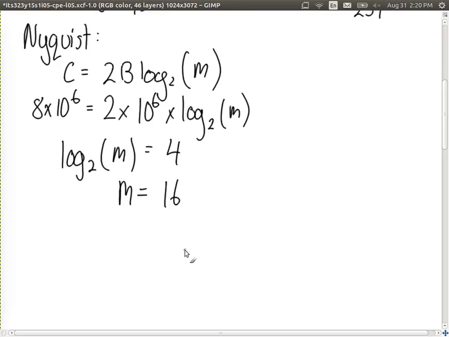So this is just saying that given that particular channel where we knew the signal-to-noise ratio, we knew we could achieve up to 8 megabits per second. To do that, we must use a signal that encodes with at least 16 levels. If we use less, let's say 8 levels, there's no way that we can get 8 megabits per second, even with no noise. So it just combines the two in an example.